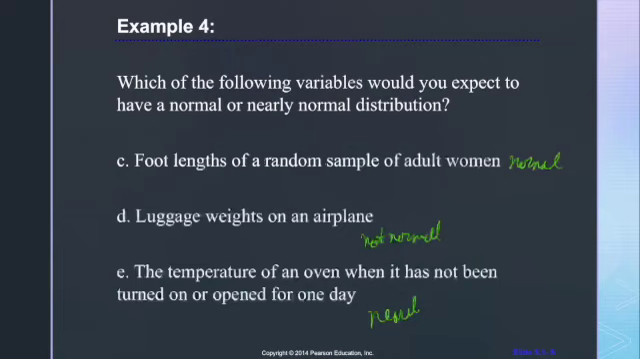Pulse rates of randomly selected males have a distribution with a mean of 70 beats per minute. We use mu, right, to denote mean. And a standard deviation of 11 beats per minute. Could we consider this a normal distribution? Well, yeah. Pulse rate is a naturally occurring factor. So let's go ahead and draw this normal distribution. So here I have my normal curve. My mean is 70. My standard deviation is 11.